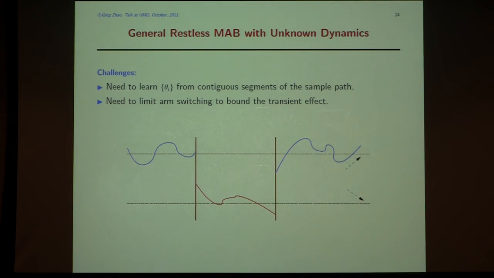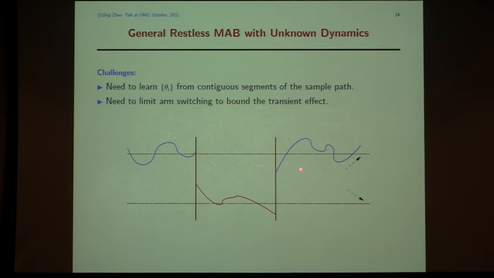So then we have to play an arm for a consecutive amount of time in order to see the behavior of the Markov chain. So that's one thing. We cannot just play once and go somewhere else. And second, whenever we leave and we come back, the state has changed. Then what we are seeing are segments of the sample path, a non-contiguous sample path.